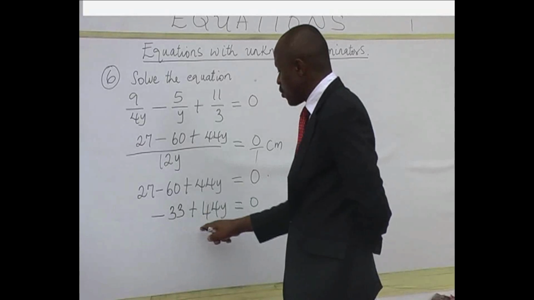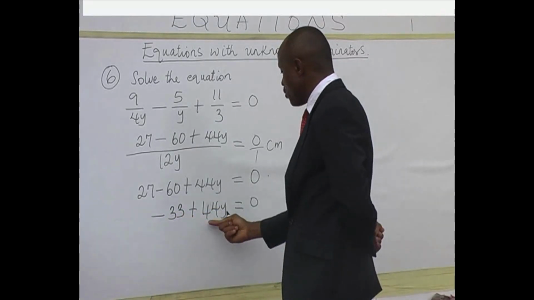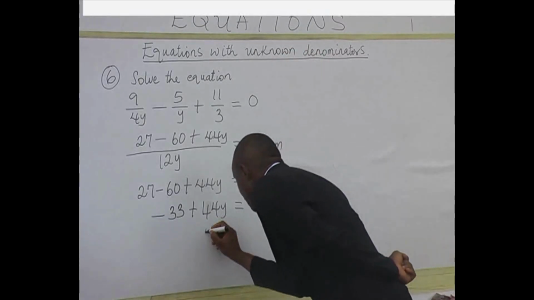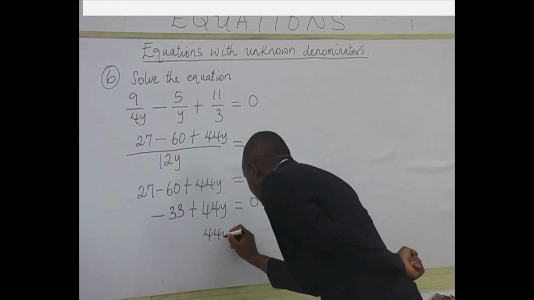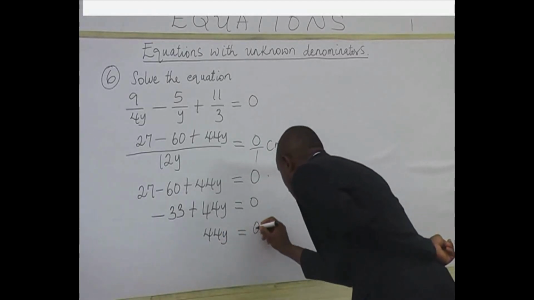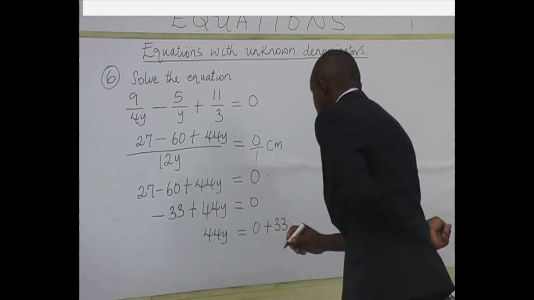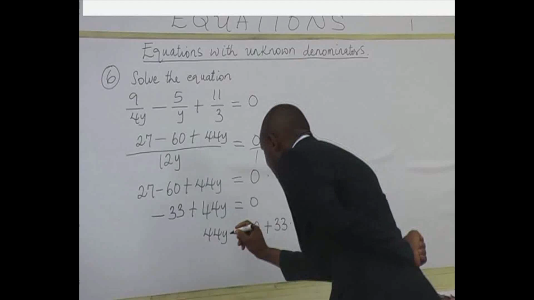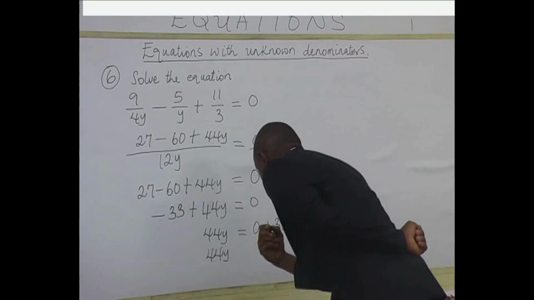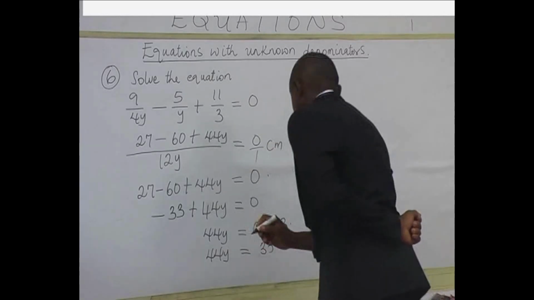Add 33 to both sides of the equation so as to eliminate minus 33 from the left hand side and be left with only 44y in the left hand side. When you do that, you're going to have 44y only left in the left hand side of the equation, and it's going to be equal to 0 plus 33. 0 plus 33 is 33. So we have 44y is equal to 33.